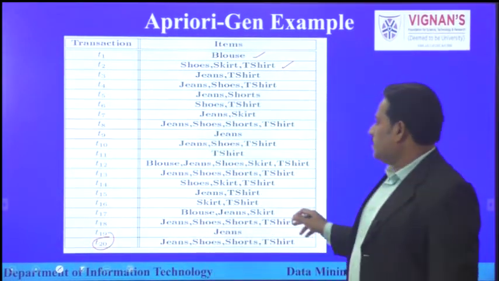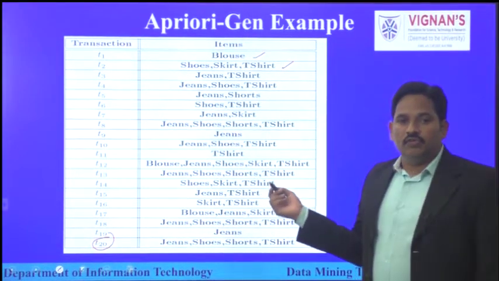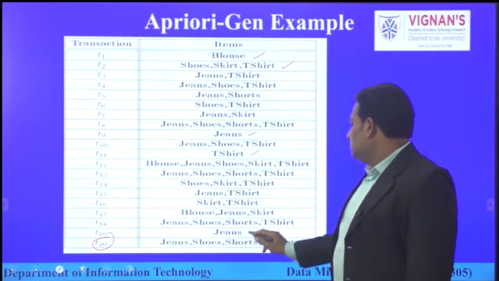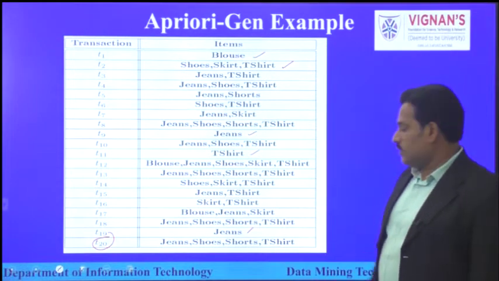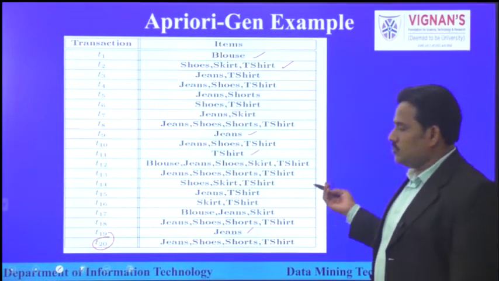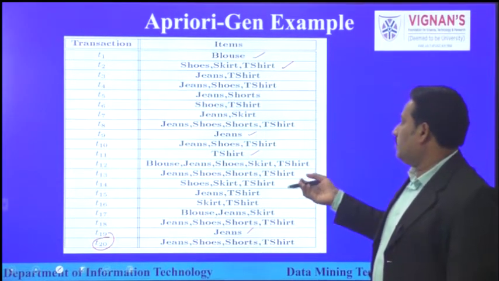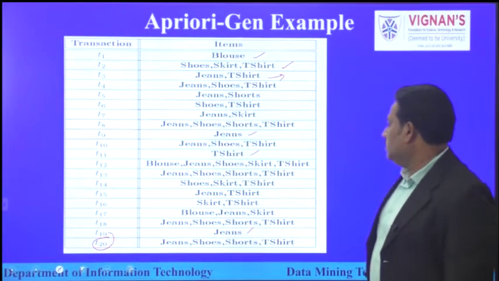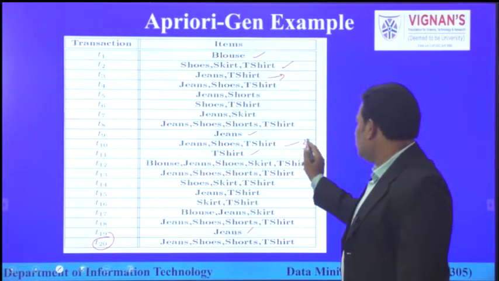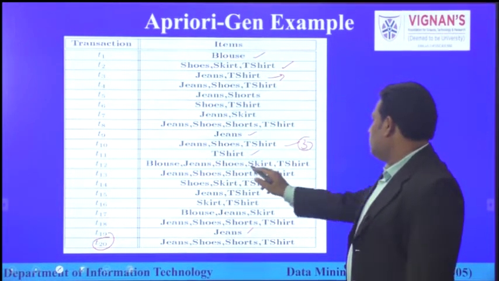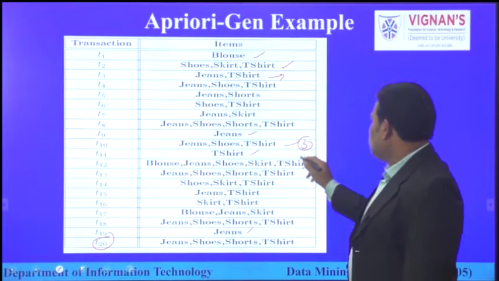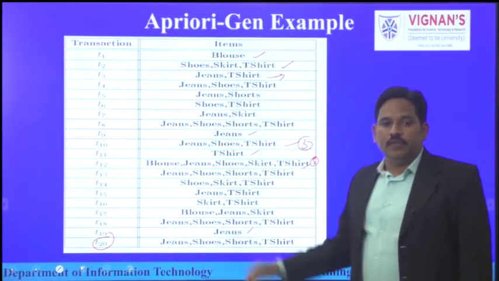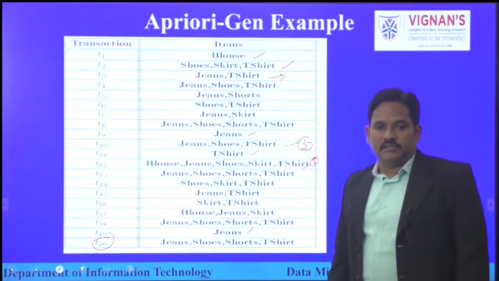In these 20 transactions, some transactions have only one item set, like blouse, jeans, t-shirt, jeans. It is only one item set. Some customers purchased 2 or 3 or more items. Here they purchased only 2 items, like jeans and t-shirt. Here they purchased 3 items. Some customers purchased 5 items. So here we can clearly observe the number of items purchased by each and every customer.